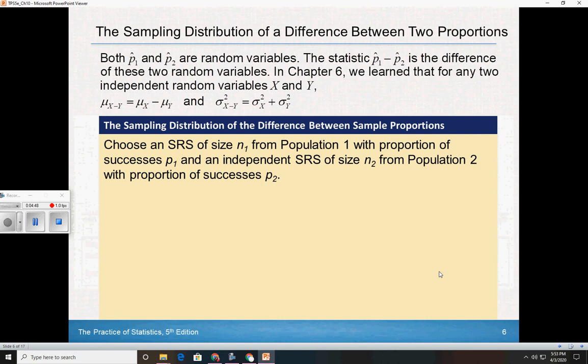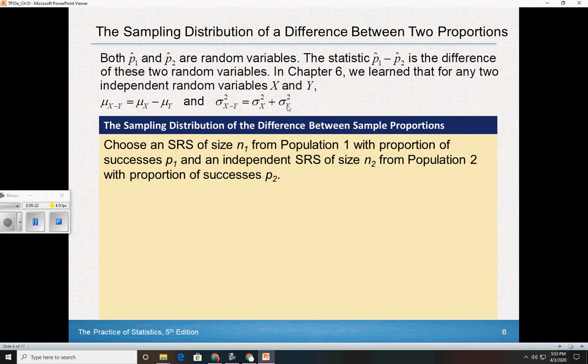P hat 1 and P hat 2 are random variables, and the statistic P hat 1 minus P hat 2 is the difference in those two random variables. Now back in chapter 6, we learned that if these two variables are independent, we can find the mean of the difference by subtracting the two means. And we can find the variance of the difference by taking sigma squared x plus sigma squared y. And you recall that change to a plus, similar to the Pythagorean theorem.